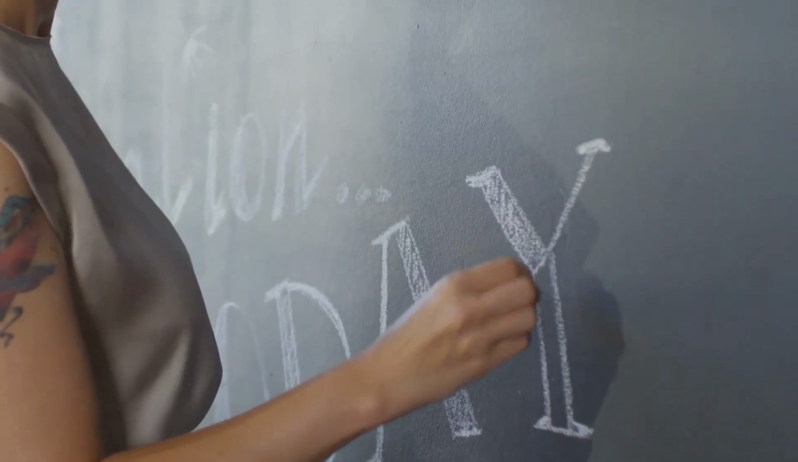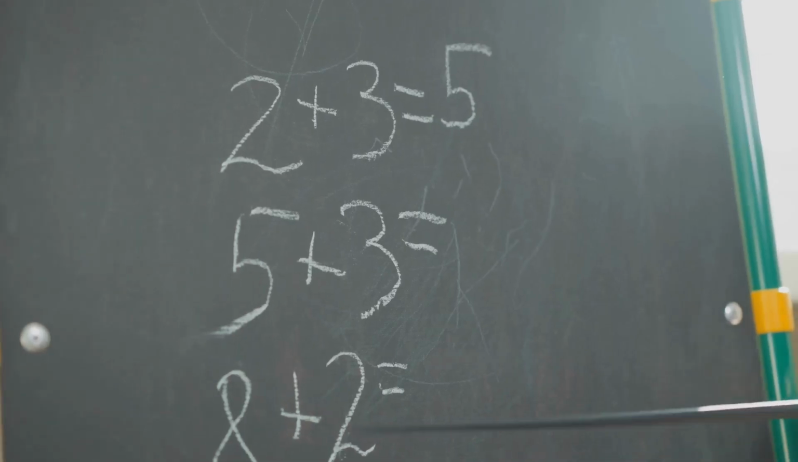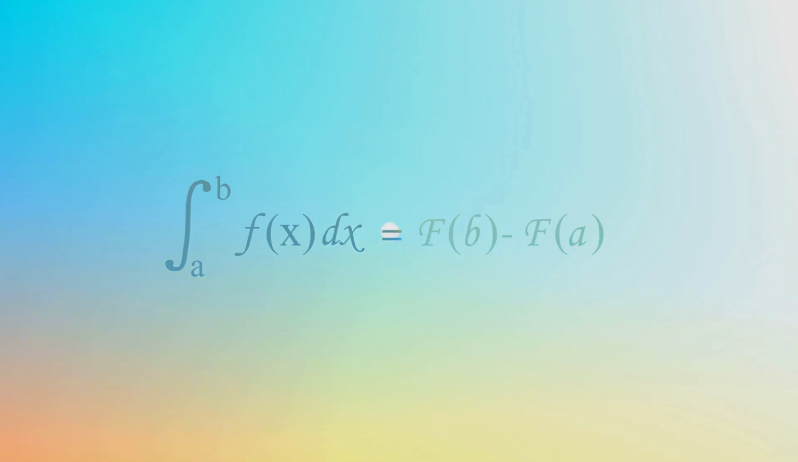Next, shifting 2 units up. This transformation affects the y-coordinate of the function. To shift the graph up by 2 units, we add 2 to the entire function. Thus, the new function after this transformation is g of x equals (x minus 4) squared plus 2.